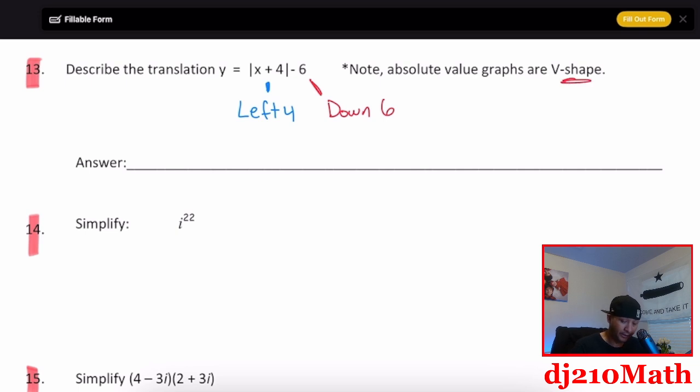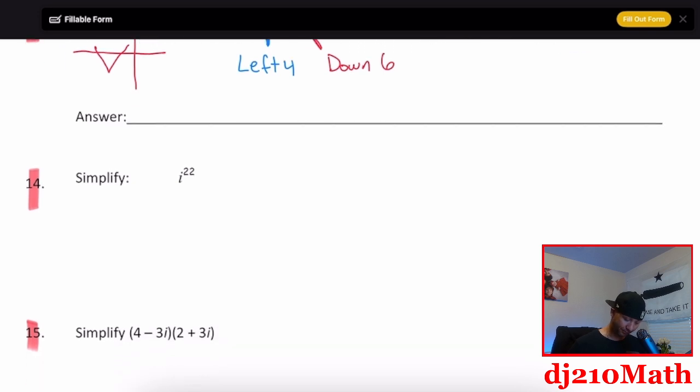Right? And it's a V shape. Do I really care about that at this point? No, I really don't. Right? But it looks like this. And it's going to go left and down. So something like that. It's not to scale, but that's what it's going to look like. Left and down.